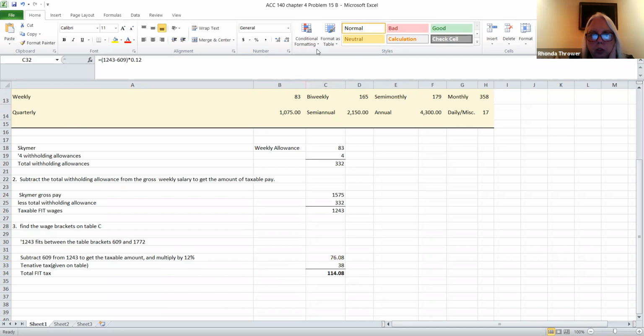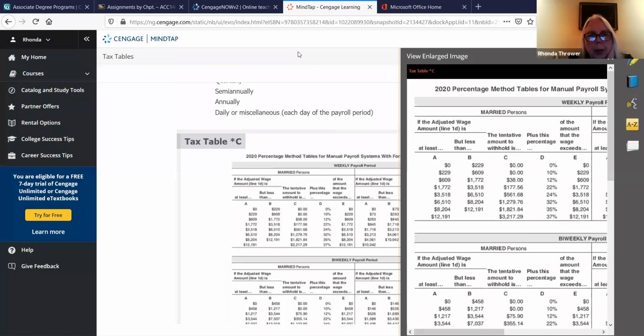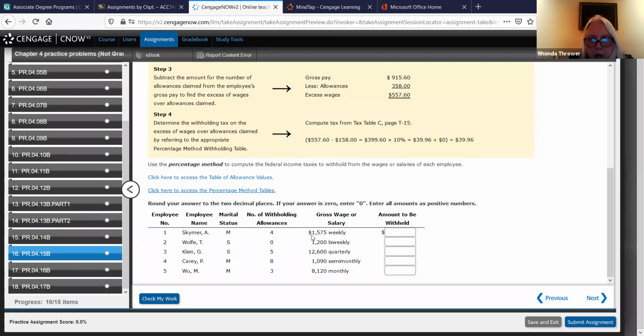Cengage. So I'm going to do a new share with you. I'm going to go back to Cengage. And we're right here, and the amount that they wanted you to show here was $114.08. And that comes directly off of the worksheet that I'm going to post with this video, so you'll know how to do this. The rest of these are done very similarly.